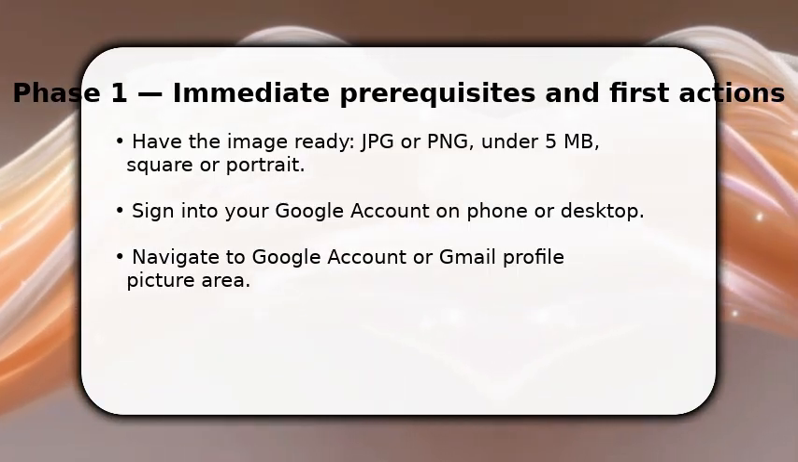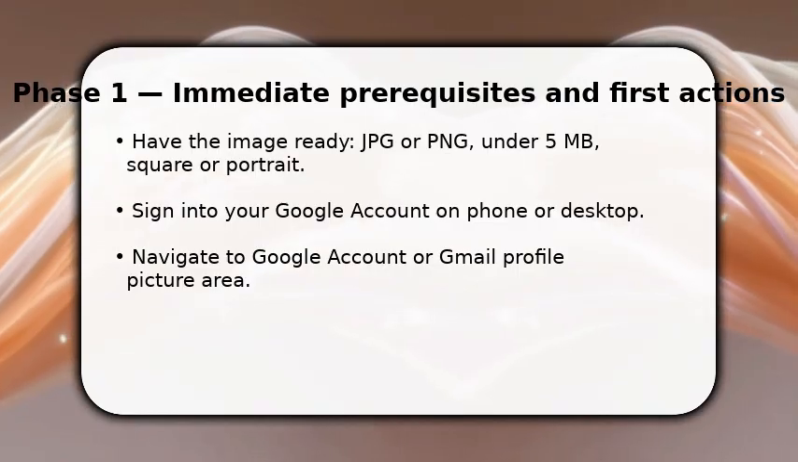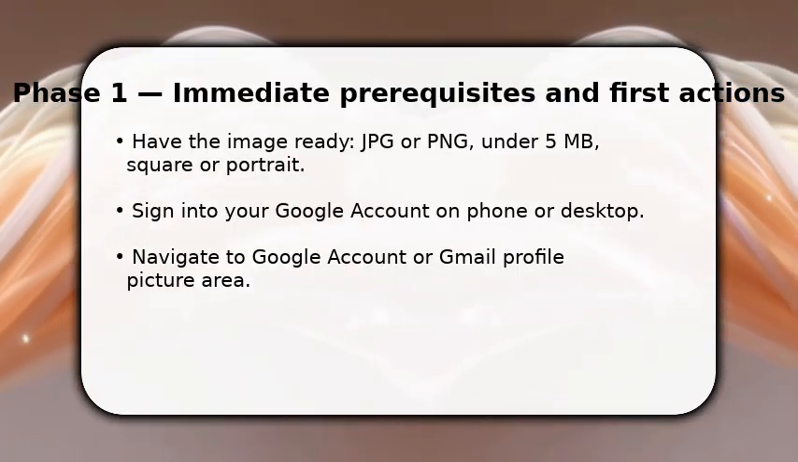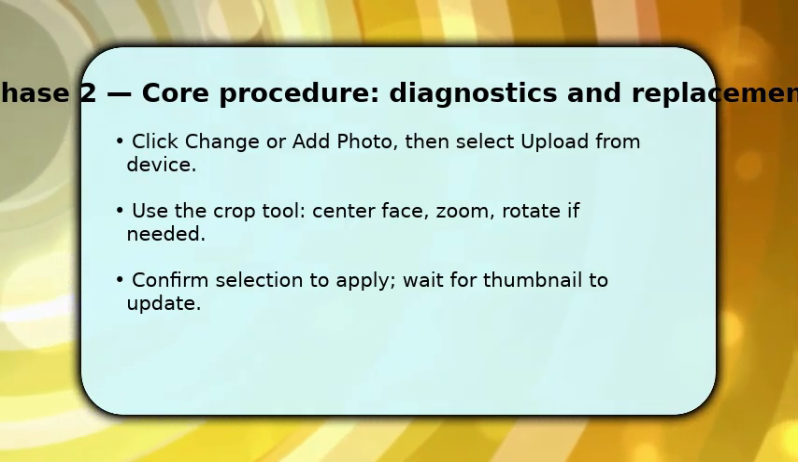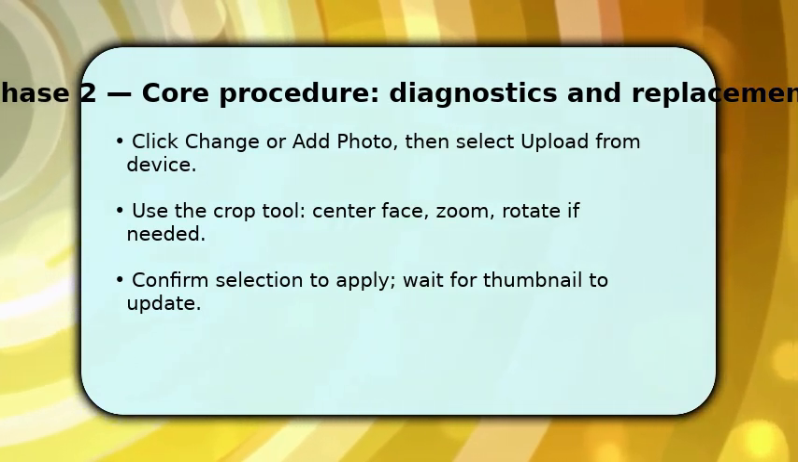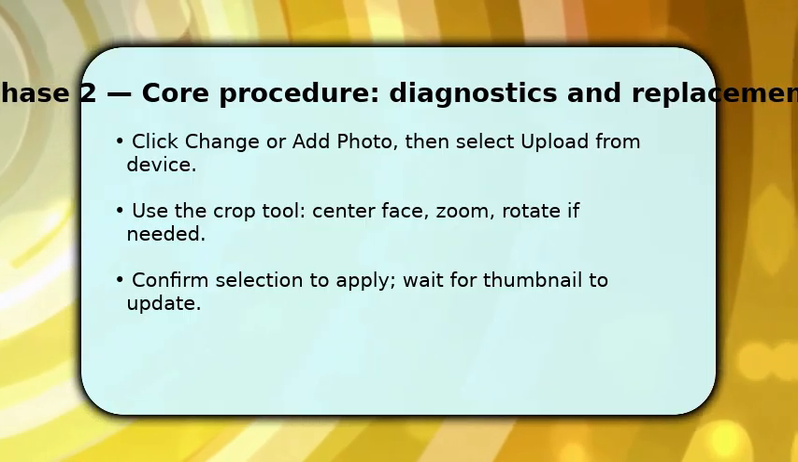Do this now so you don't interrupt the flow later. Having the file and account ready saves time when you hit upload. Once you click Change or Add Photo, choose Upload from Device and pick the file you prepared. This step sends the image to Google's editor.